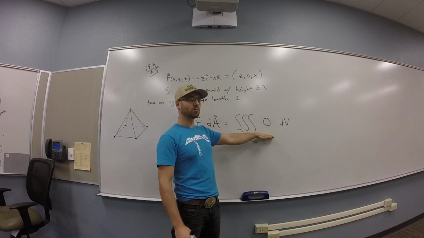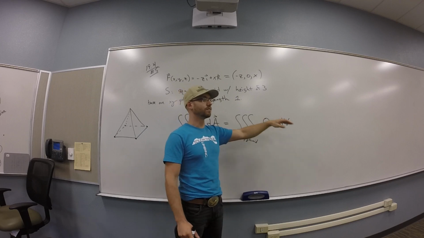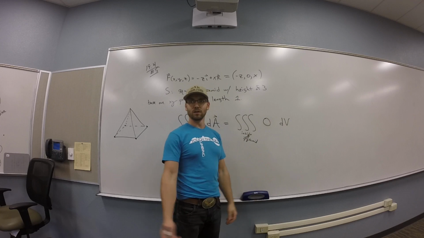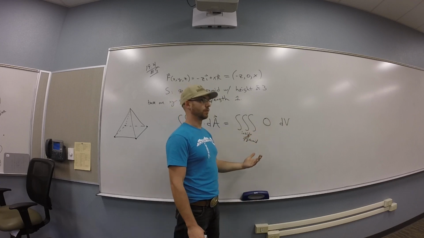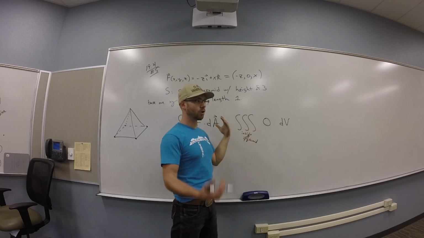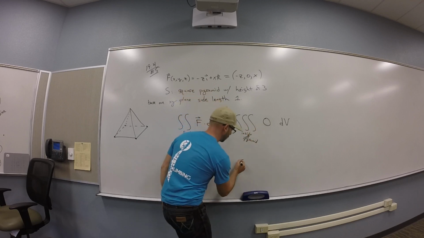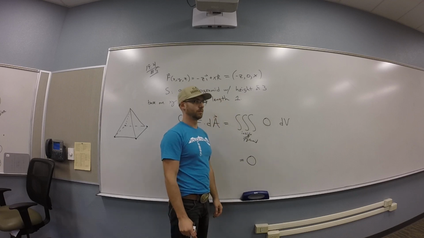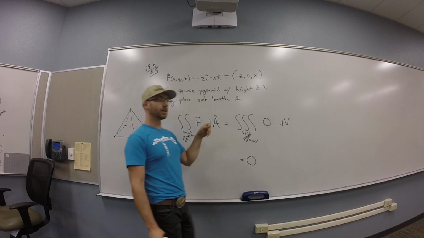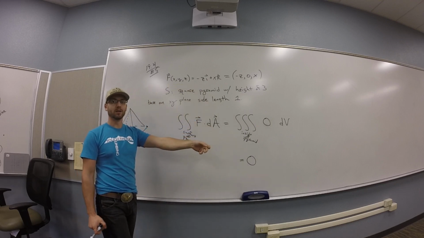Right, so the divergence was 0. So what's the integral of 0 over anything, basically? Right, I'm integrating 0 over the pyramid. 0. So if there's no mass in the pyramid, the total weight is 0, right? Okay, so I got 0. Cool. What that means is there's no flux through this thing, according to the divergence theorem, right?